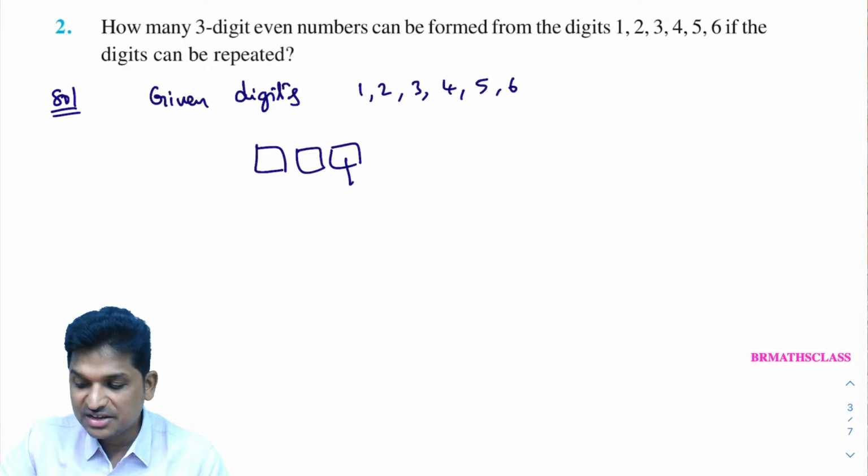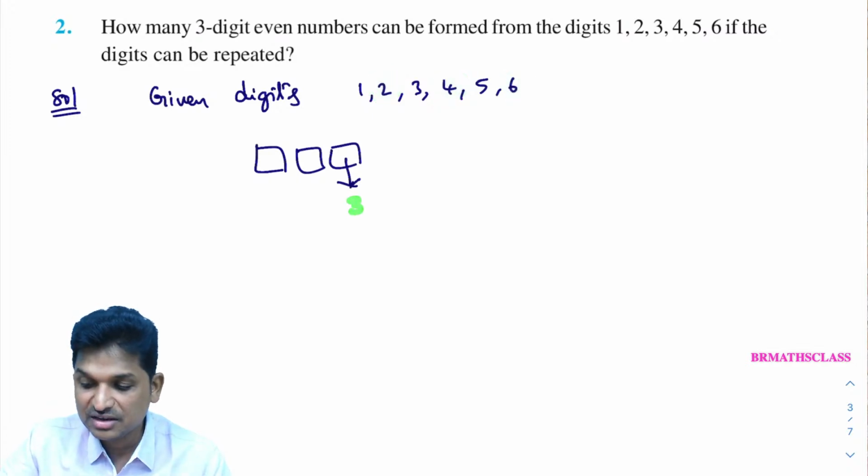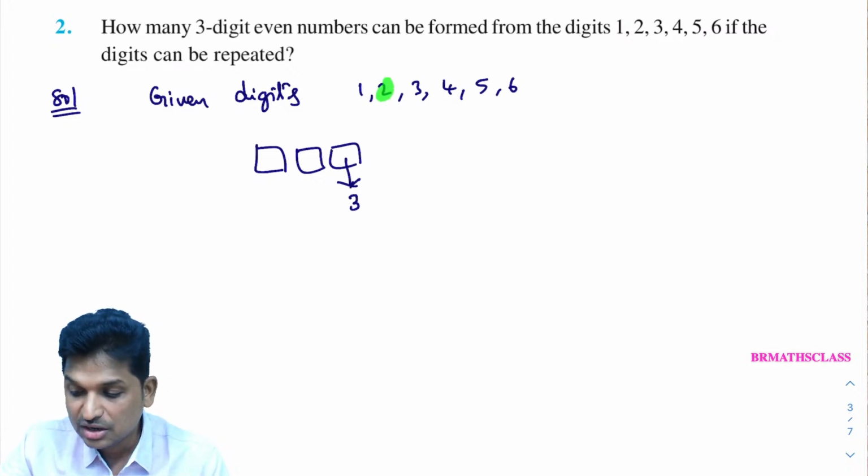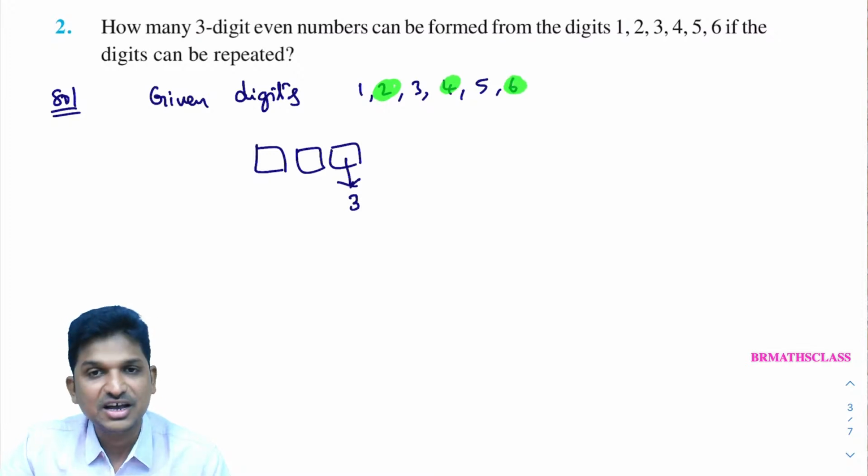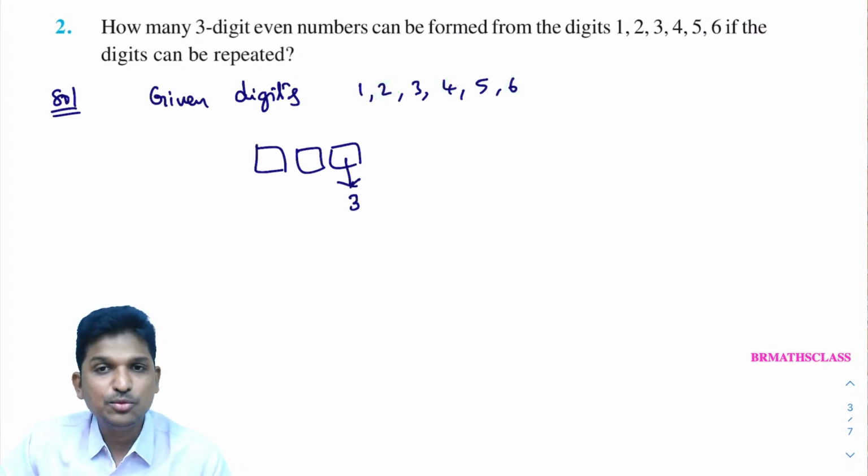So, the unit place can be filled in how many ways? Here, how many even numbers are there? 1, 2, 3. In the given digits, a total of 3 even numbers are there. So this unit box can be filled in 3 ways. What are those 3 ways? I can fill with 2 or 4 or 6. I hope you understand. So you write 3 boxes like this.